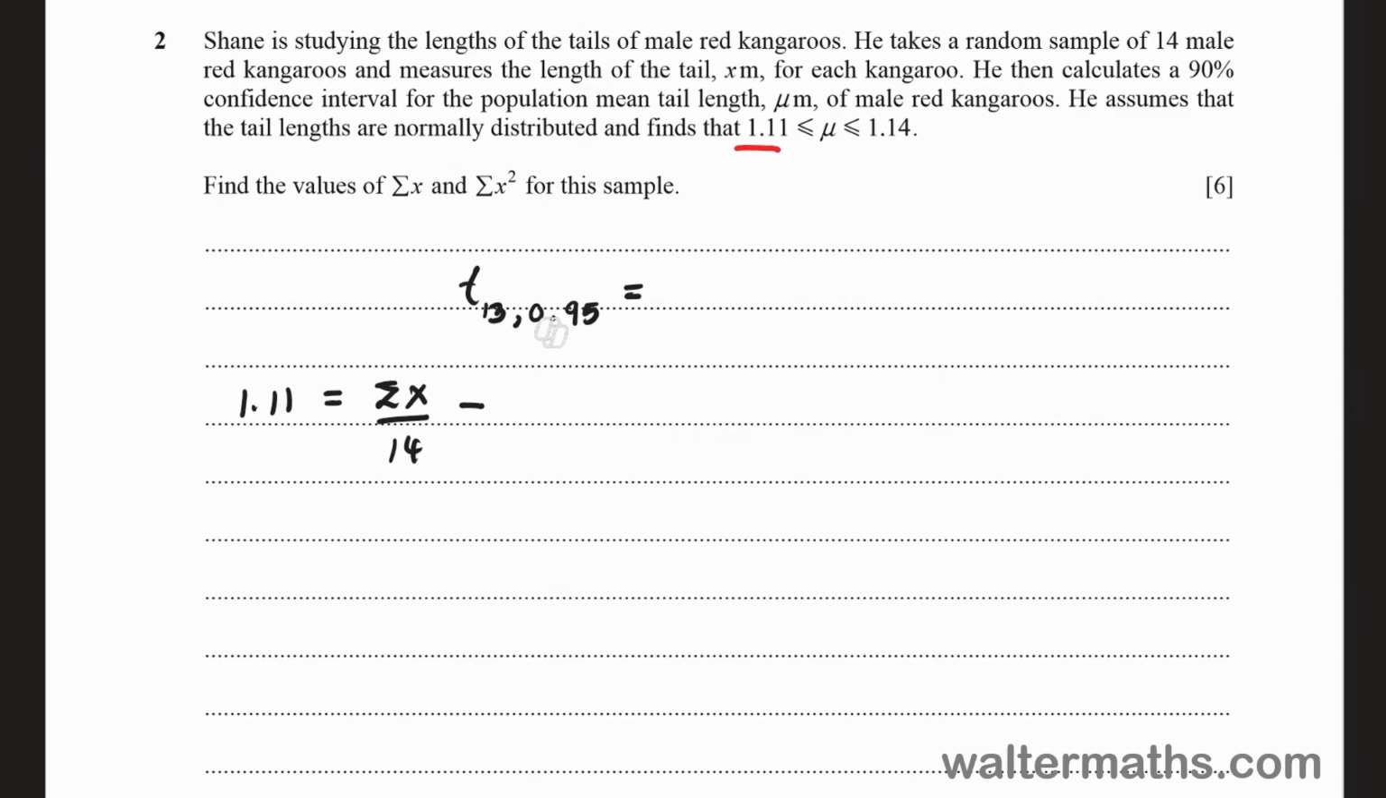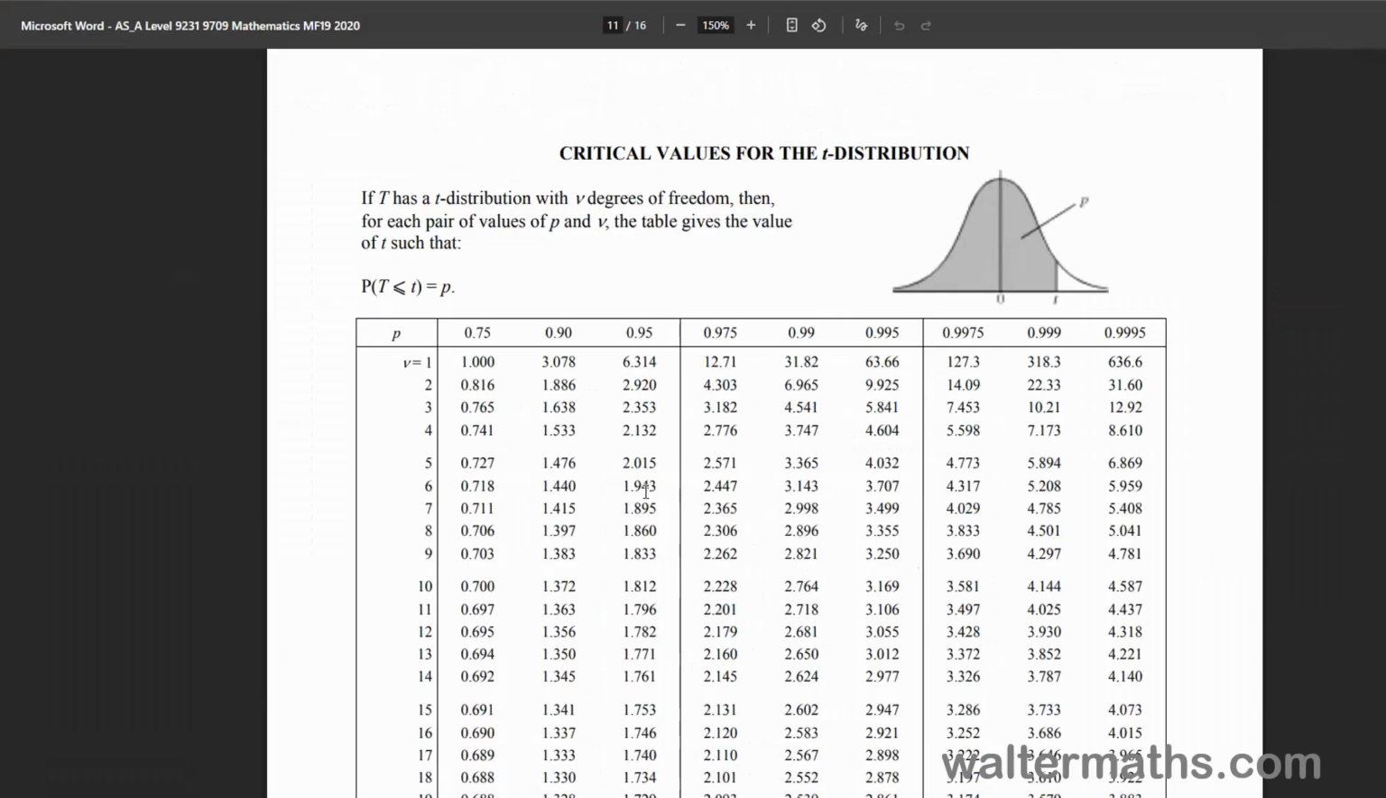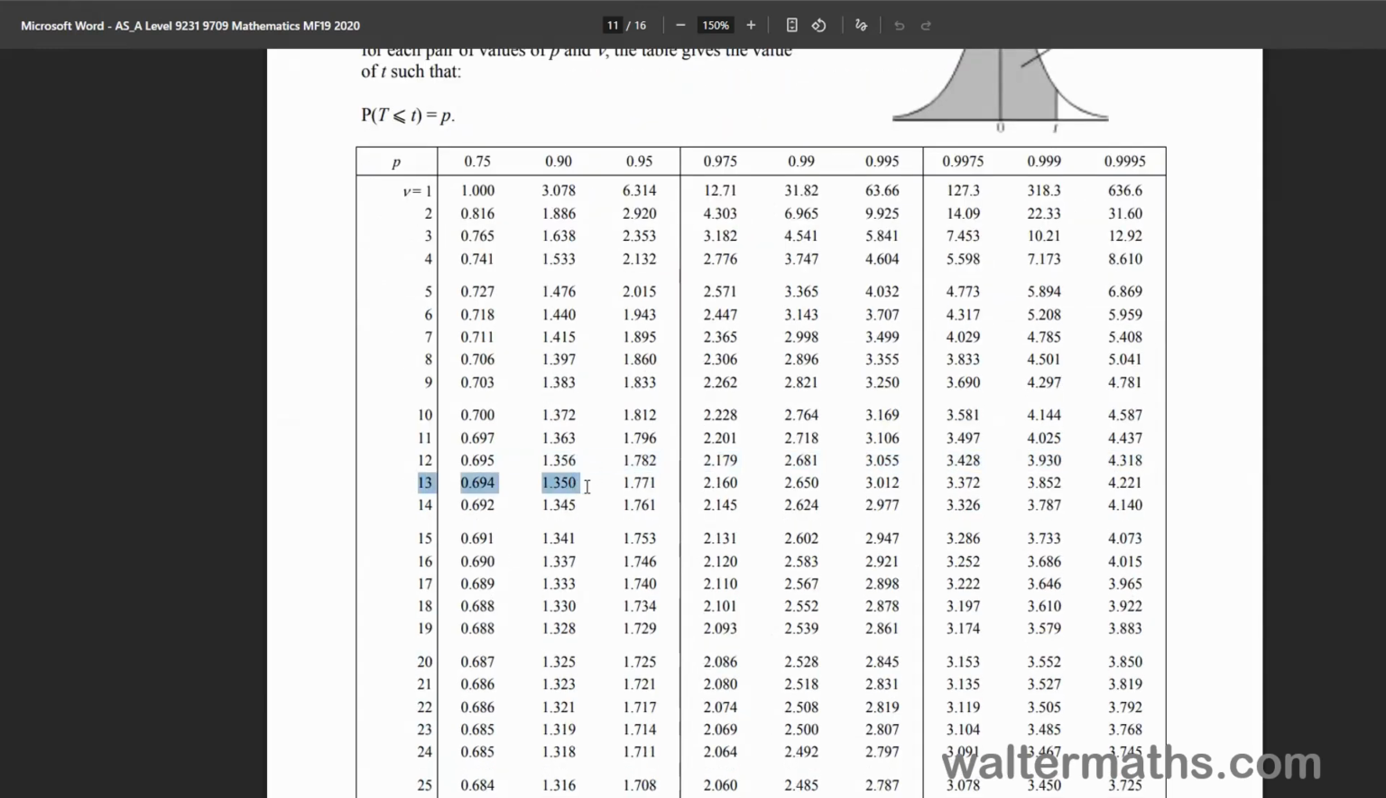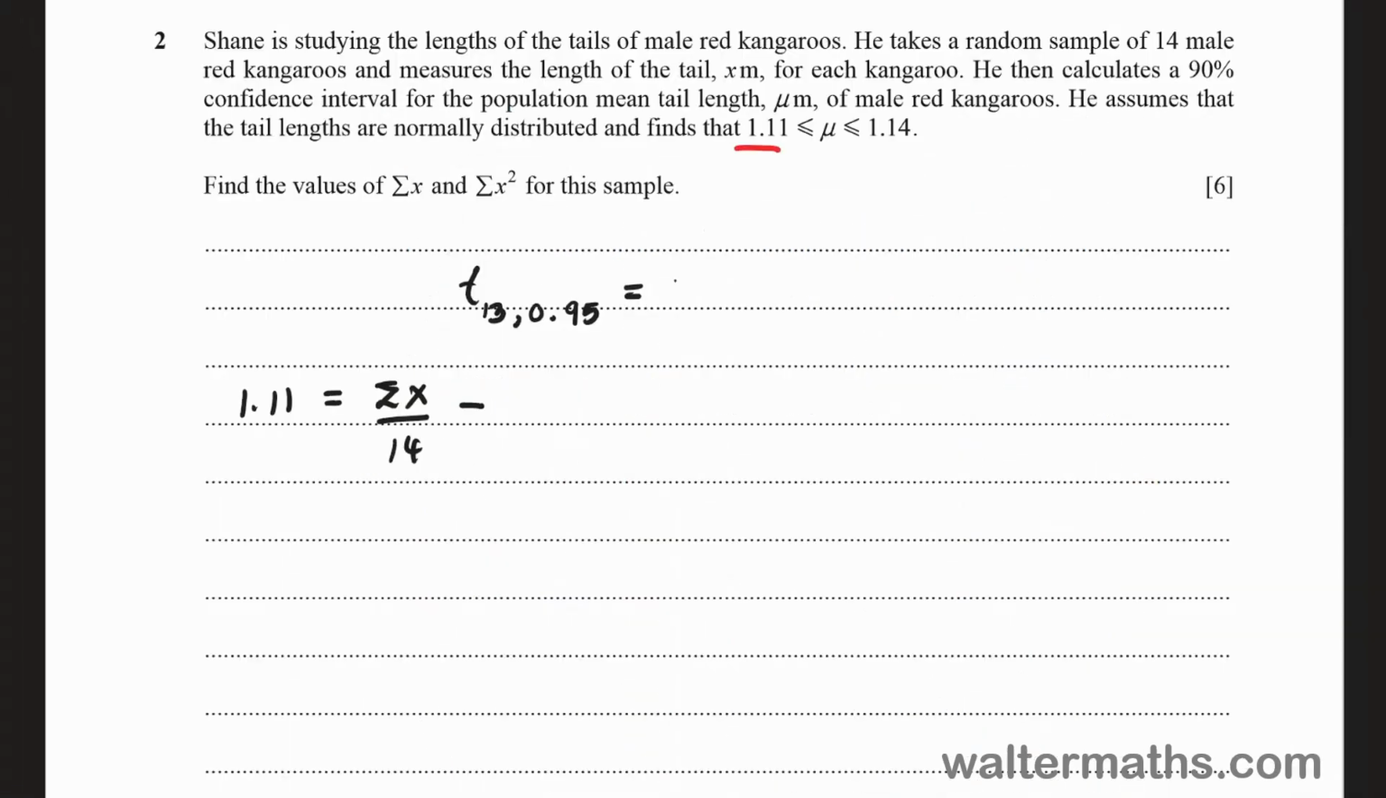So basically, that's what we have. So we go to the tables, and we go to 13, and that's 13 under 0.95. So we have this value here, 1.771. So 1.771 is the t value. Okay, so that's 1.771, and that's of s over root of 14. We call this equation 1.